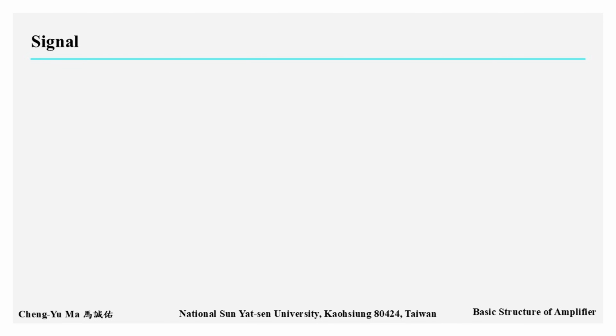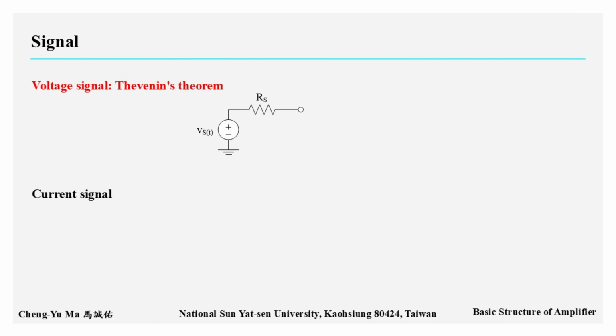First, we will introduce the signal source part. An electrical signal source can be represented by a voltage signal. It can also be represented by a current signal. If a voltage signal source is used, its equivalent circuit model is a voltage signal source, Vs, connected in series with a signal resistance, Rs. This is called the Thevenin equivalent circuit.